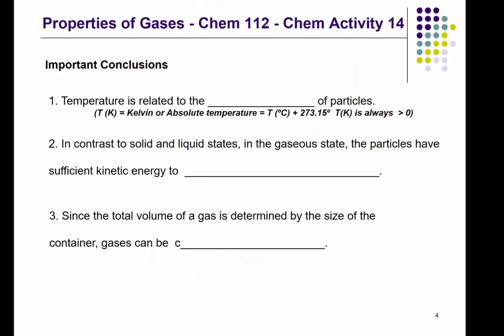Here are some important conclusions that I'm hoping that you're taking from these observations. For one, you saw that as we increase the temperature, the particles themselves started to move more quickly. That motion and that speed of the motion is related to the average kinetic energy. So we can say here that the temperature is related to the average kinetic energy of the particles. And in fact, the only way we can change the average kinetic energy of particles is to change the temperature. This will be an important point as we make our way through this unit on gases.